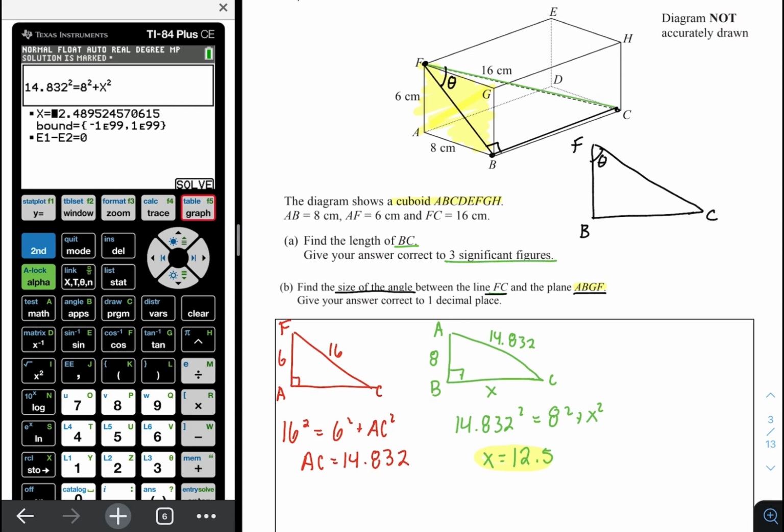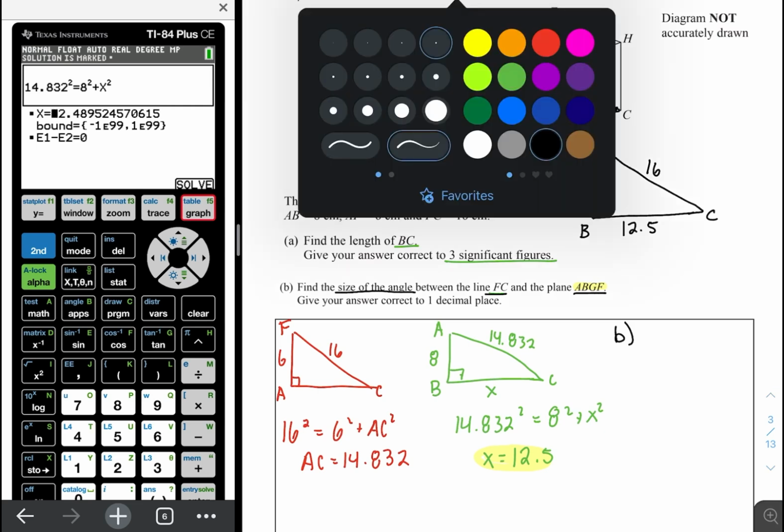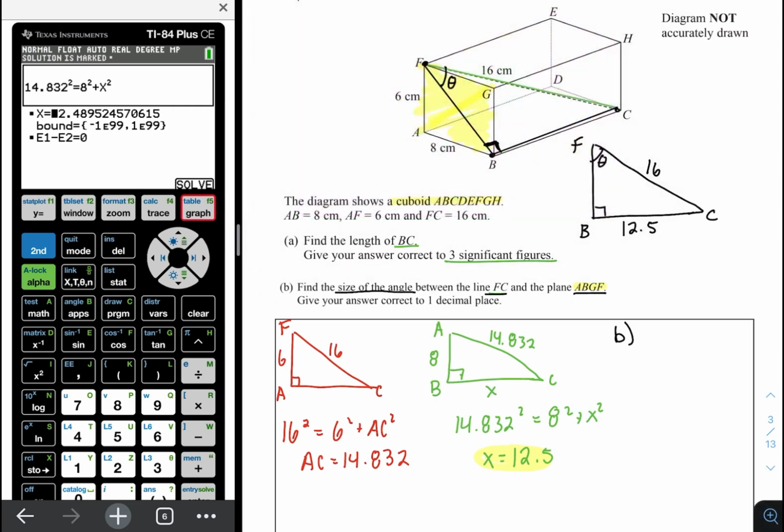We know FC is 16, and the angle at B at the bottom here is creating a 90-degree angle. We found in the question before the side of BC, which was 12.5, so I'm going to write that here. And now in order to solve for the missing angle, we have a right angle triangle. We have two sides in the right angle triangle, so we can use a trig ratio.